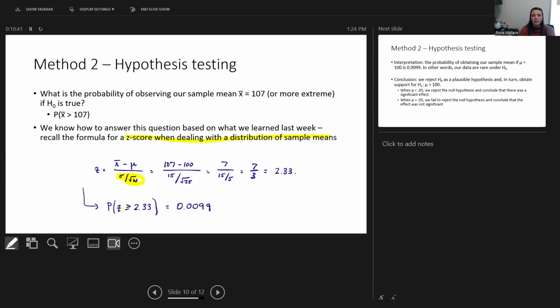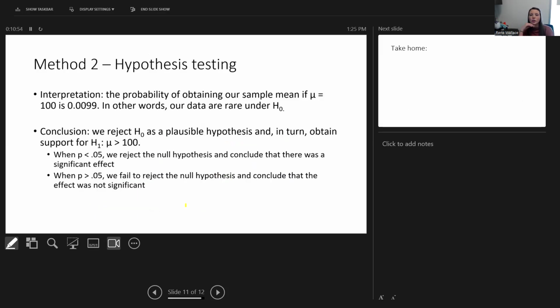So P(Z greater than 2.33) equals 0.0099. That seems like a really, really small number. What does that mean? So we could interpret that by saying the probability of obtaining our sample mean if mu equals 100 is 0.0099. Well, that seems really rare, right? That's less than 1%.